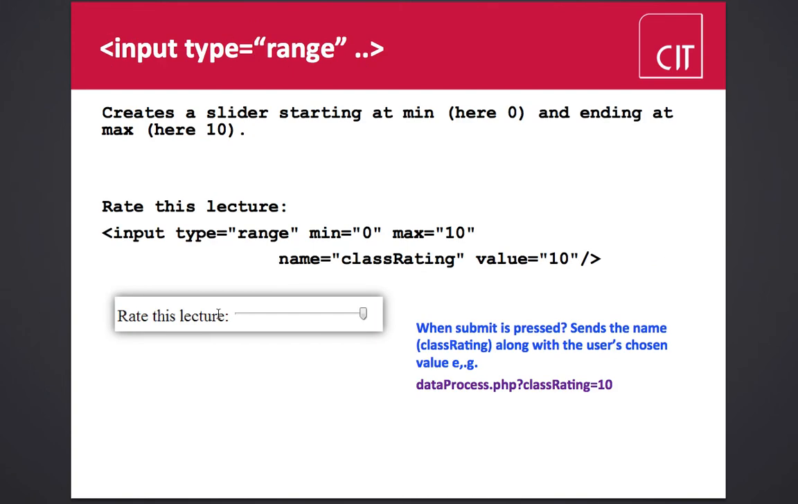Range is a lovely one. Again, it's not supported by all of the browsers, but the ones that support it give you a slider. So if you want the person to input, say, a value between 0 and 10, they can slide up and down and it will change. And then when they click submit, it'll send off whatever the value was.